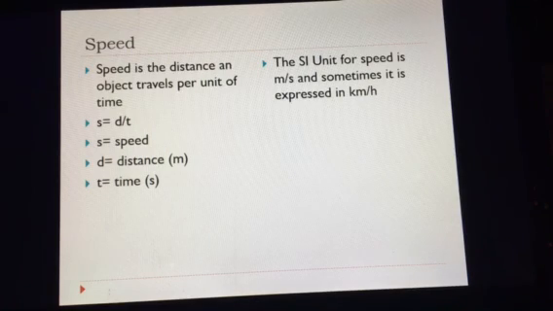Alright, the next thing we're talking about is speed. Speed is the distance an object travels per unit of time. So speed is always going to be measured in meters per second. Distance is obviously meters, time is in seconds. We can also express it in kilometers per hour.